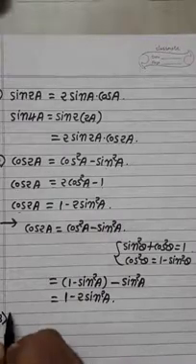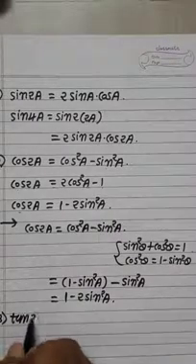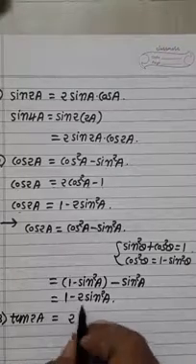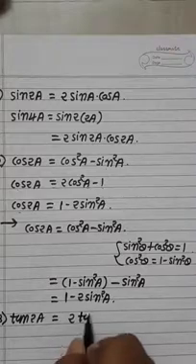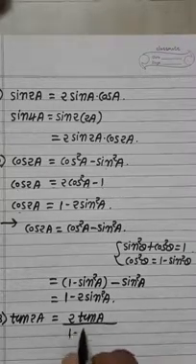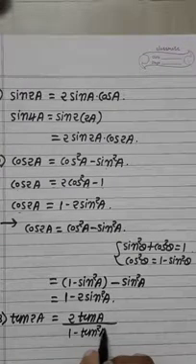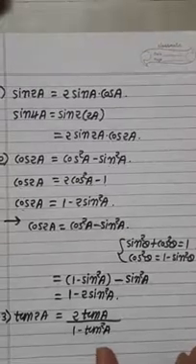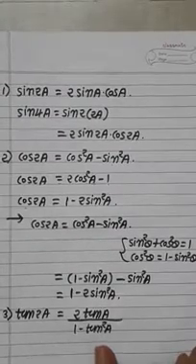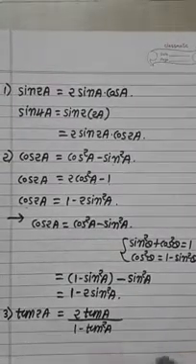Now the third formula, tan 2a is equal to 2 tan a upon 1 minus tan square a. So now related to this formula, let us discuss one example.